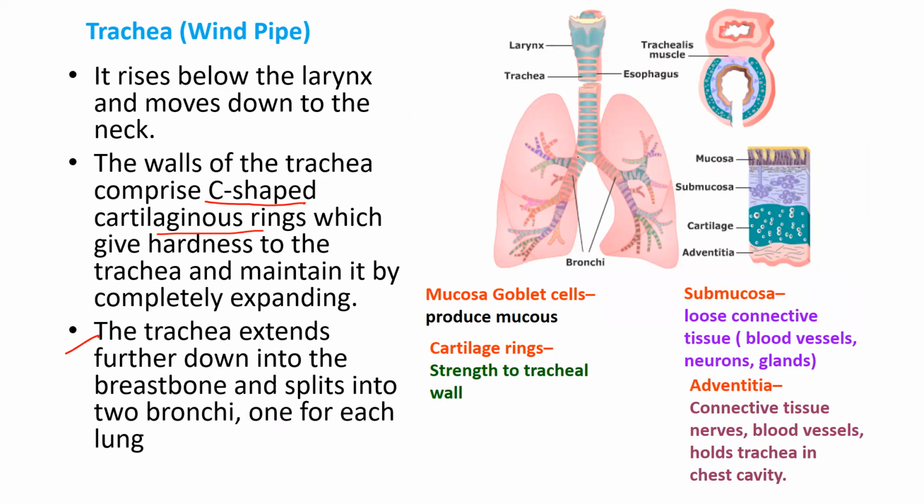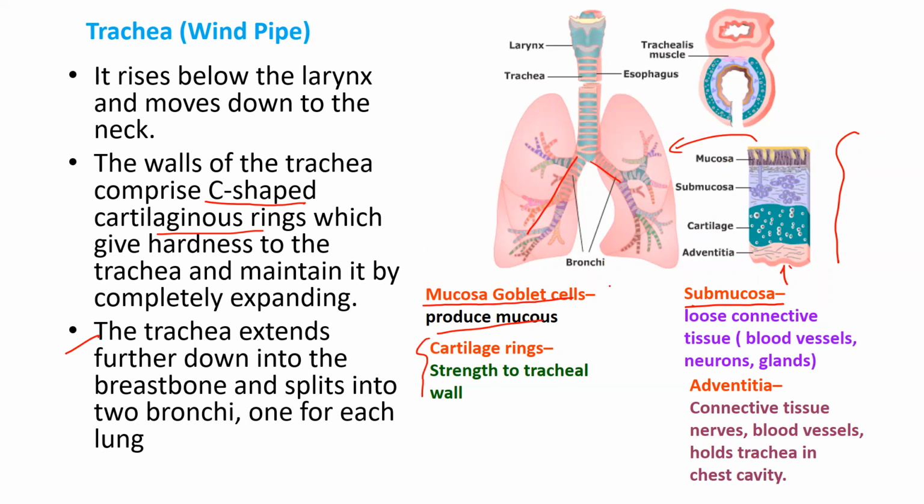You can see in the diagram also. So it splits into two bronchi, right? One for each lung. So basically it consists of what? All these rings. There is a mucosa with goblet cells that produce mucus. Cartilaginous rings, already told you, extend in the tracheal walls. They have a submucosa, right? You can see it in this diagram. So that is the anatomical structure. The outer layer is what we call the adventitia, followed by cartilage, followed by submucosa and mucosa.